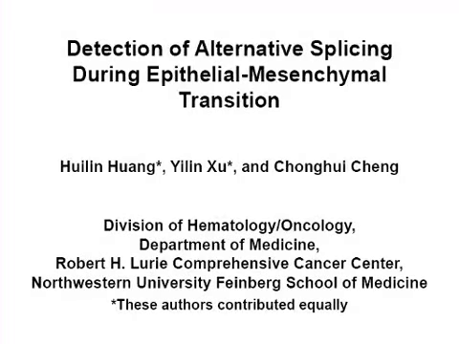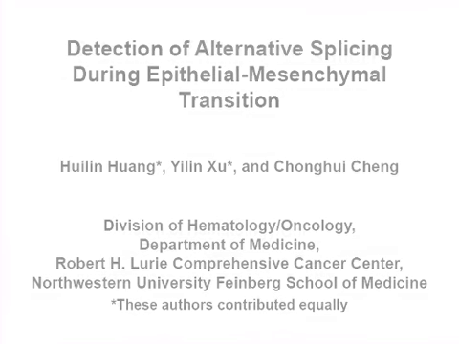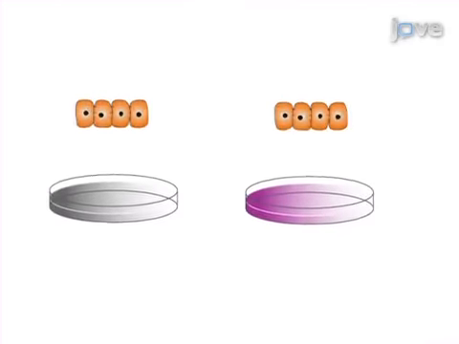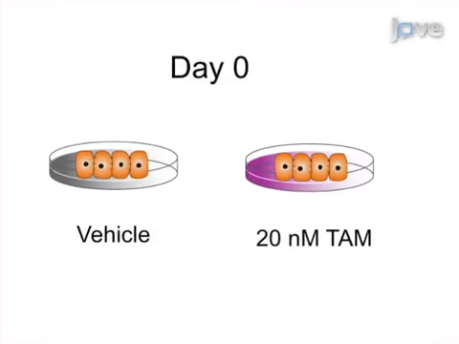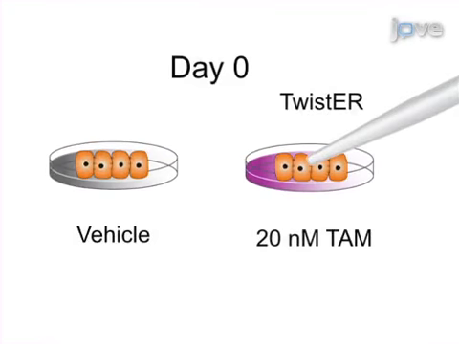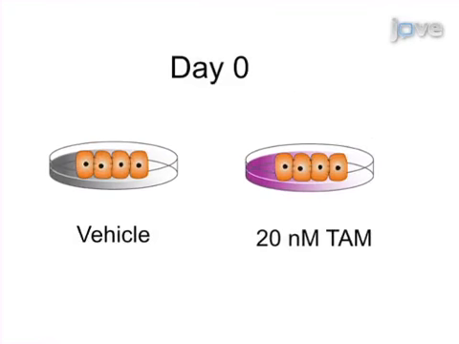The overall goal of the following experiment is to detect changes in alternative splicing during EMT. This is achieved by utilizing an inducible EMT model, in which expression of the fusion protein Twist-ER in the human mammary epithelial cells triggers cells to undergo EMT upon tamoxifen treatment.